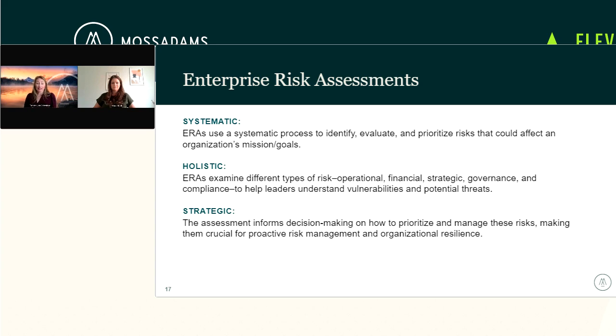ERAs are systematic in the sense that they follow a very structured approach to identifying risks rather than just sort of feeling things out or recognizing a risk after it's maybe too late to actually implement some mitigation, and you're sort of managing the fallout of that risk. When our team does these ERAs for clients, we're using the COSO ERM framework that essentially provides a structured approach to managing risks by integrating them into governance, strategy, and performance.